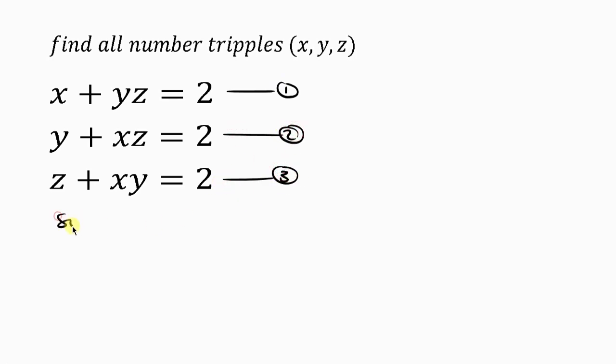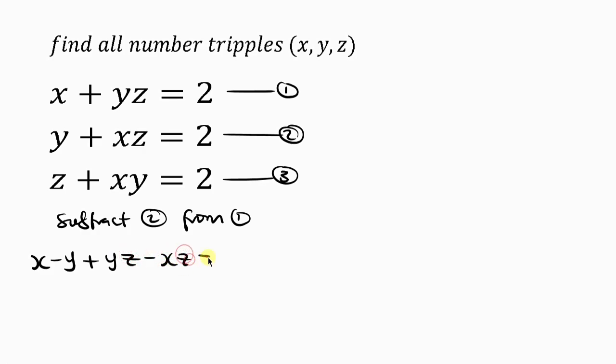So our first step will be to subtract equation 2 from 1. So let's go ahead and subtract equation 2 from equation 1. We're going to be having x minus y plus yz minus xz equal to 0. Now our next step will be to rearrange this equation. Why? Because if you notice, you see that x here comes before y. So we're going to be arranging these two such that x comes before y. So we have x minus y minus xz, then before plus yz. That's it, equal to 0.